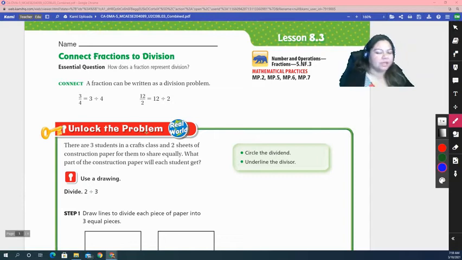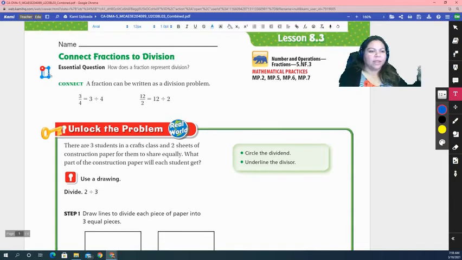So here we're at lesson 8.3. We already learned how to divide fractions with the fraction strips and the number line in the past lesson, and so this lesson is kind of quick. That's the reason why I'm connecting it here.